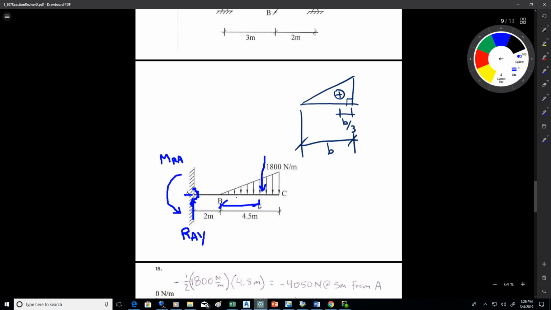Okay, so the centroid of a right triangle, which is where you'll apply that load, is a third of the way over. So there's a third right there. You're left with 2/3 on this side. So why don't you go through that and solve for MRA and RAY. Pause before you do it, and then we'll have a look.